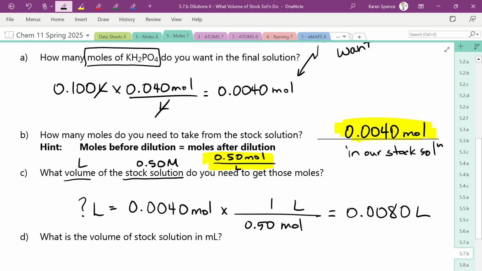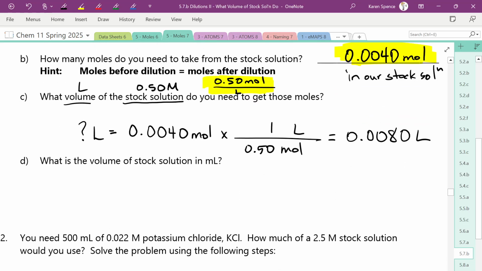Now, would it be reasonable, using the equipment that we have in our laboratory, to use the number 0.0080 liters. Is that like a nice number to work with? No. What could we do to make it a nice number? We can make it milliliters instead. Okay? So 2 ways to find milliliters. There's other ways as well.